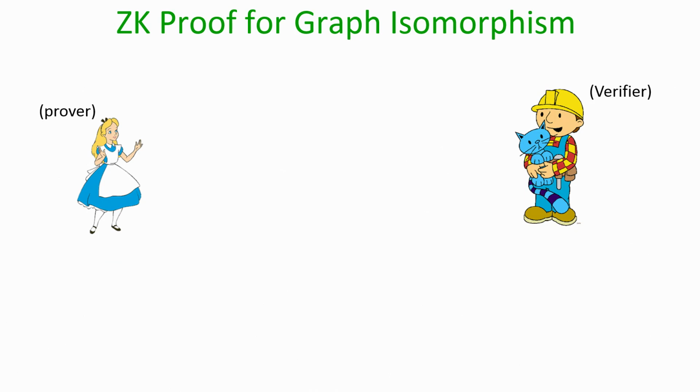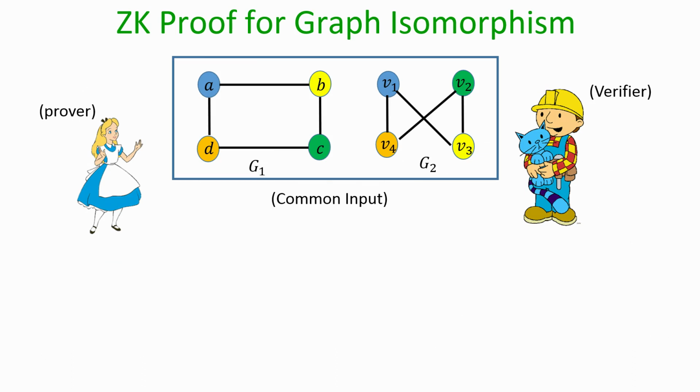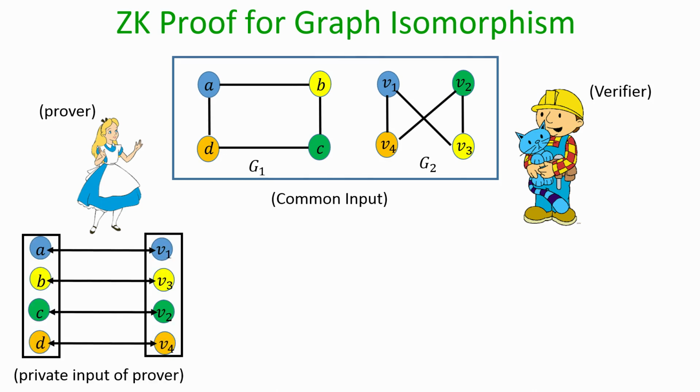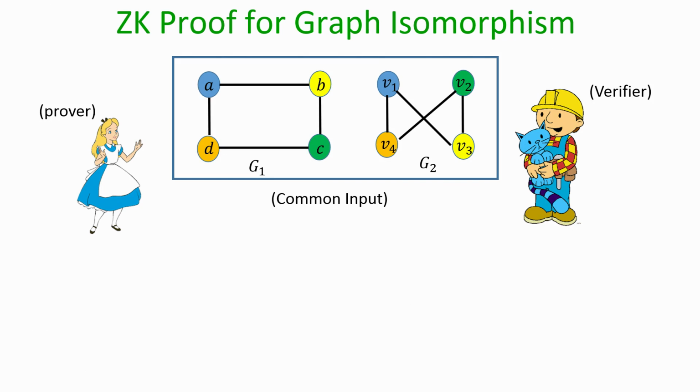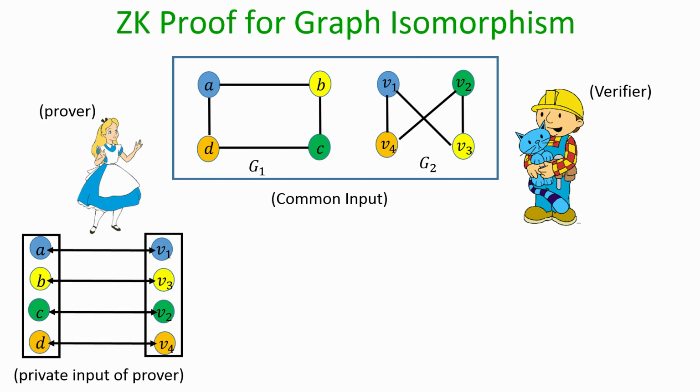Now let us see a zero knowledge proof system for the graph isomorphism problem. The common input available to both the prover and the verifier is an instance of the graph isomorphism problem, namely the description of two graphs. Alice is the prover and Bob is the verifier. Alice wants to prove to Bob that these two graphs are isomorphic, and she claims that she knows the isomorphism between them. That means she has a private input mapping the vertex set of the first graph to the vertex set of the second graph, with respect to which the two graphs are isomorphic.